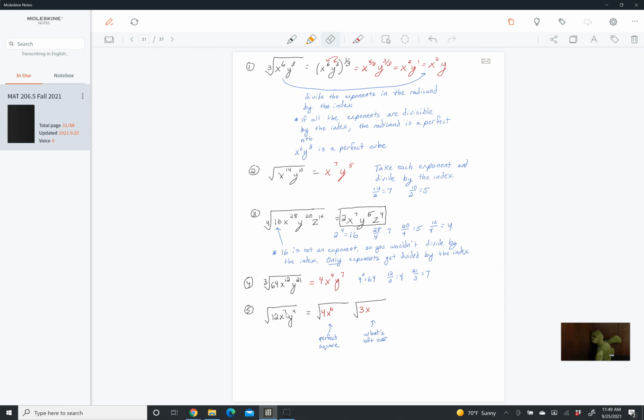Okay? Now we're going to do the same thing with y to the 9th. We look at the exponent and we say, is it divisible by 2? It's not. So we go down by 1. 8. Is 8 divisible by 2? Yes. So under here is going to be y to the 8th. What's left over? Just a y to the 1st, because 8 plus 1 is 9. The sum of the exponents has to equal the exponent that's under the radicand. Okay? So what do we get here?